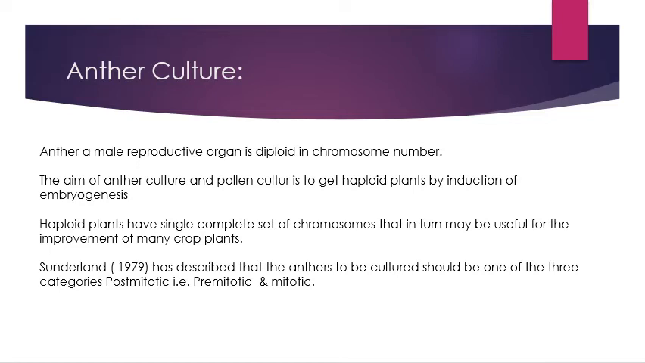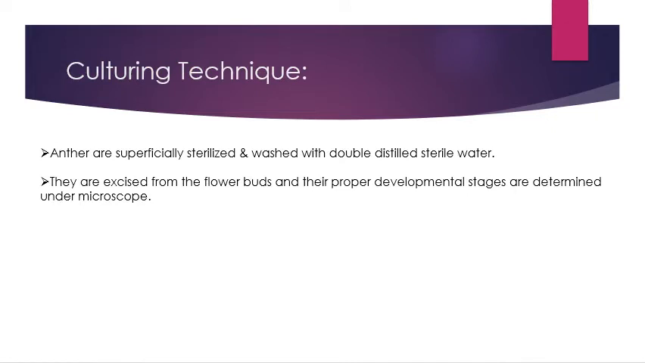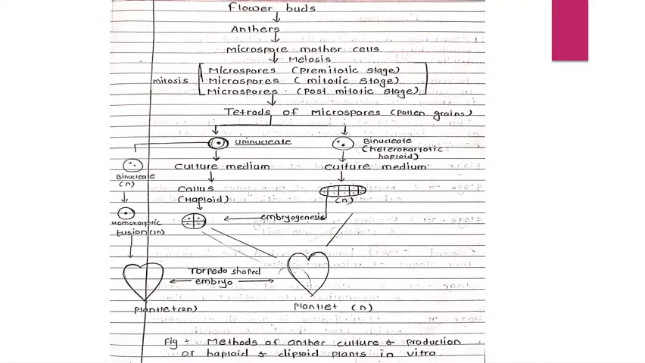Sunderland 1979 has described that the anthers to be cultured should be in one of three categories: pre-meiotic, meiotic, and post-meiotic. Culturing technique. Anthers are superficially sterilized and washed with double distilled sterile water. They are excised from the flower buds and their proper developmental stages are determined under a microscope.